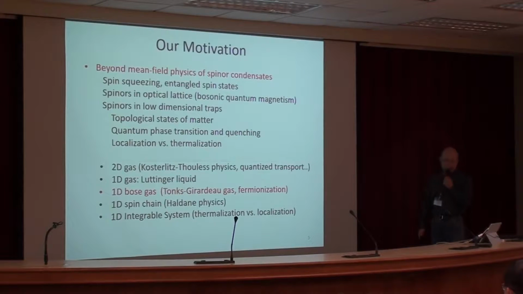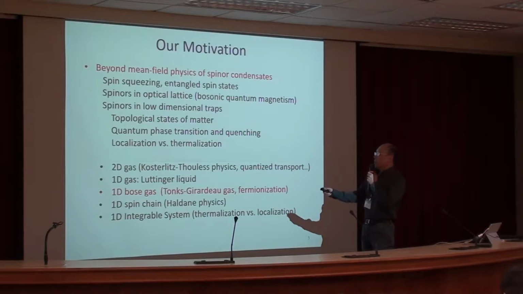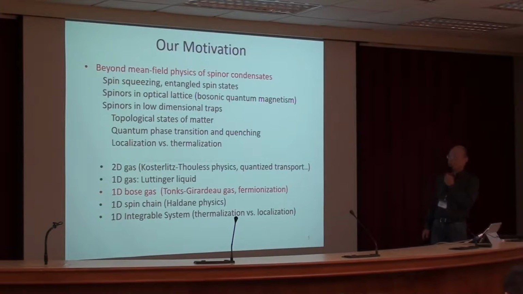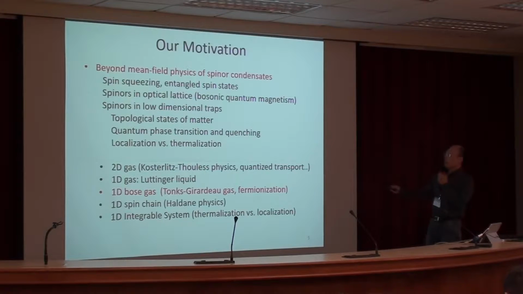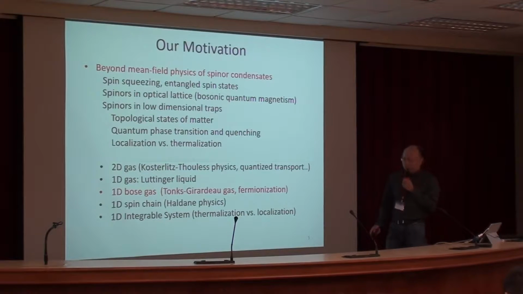Okay, so this is our motivation. My motivation is trying to take the physical spinor condensate beyond mean field. This is my original motivation. And right now, you can see there are several things that have been discussed which are beyond mean field. For example, spin squeezing, or entangled spin states. And for spinors in an optical lattice, you can discuss quantum magnetism. Yesterday we heard a talk about fermionic quantum magnetism, but the bosonic system also has its own right.